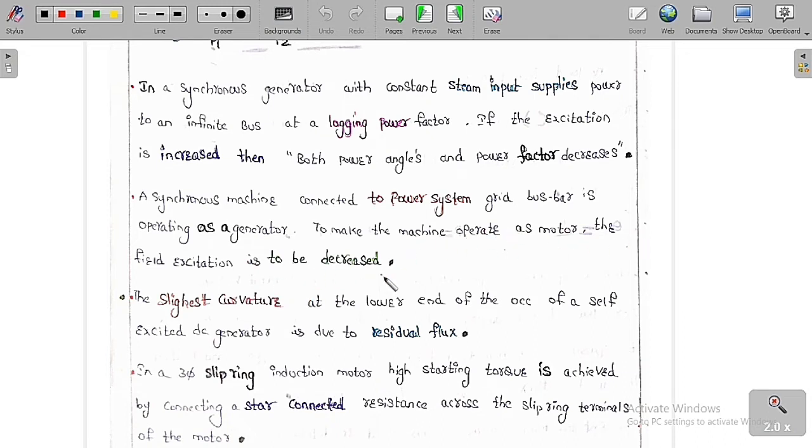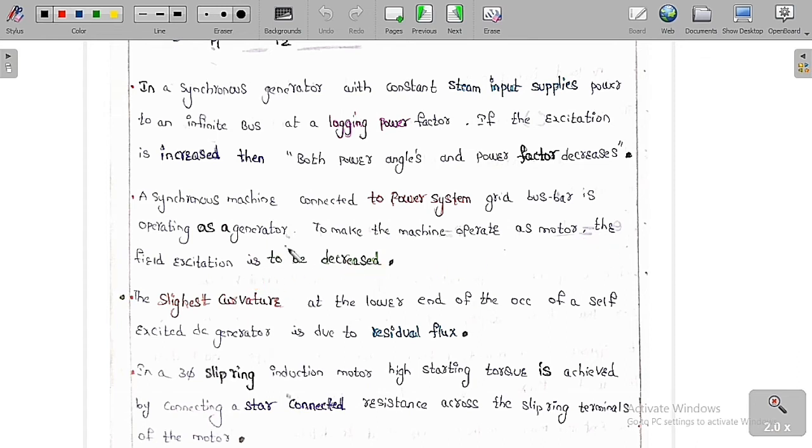If you decrease the excitation, definitely we can change from generator to motor. So if the field excitation is decreased, we can go from operating as a generator to a motor. A synchronous machine connected to a power system grid bus bar is operating as a generator. To make it operate as a motor, the field excitation is to be decreased.